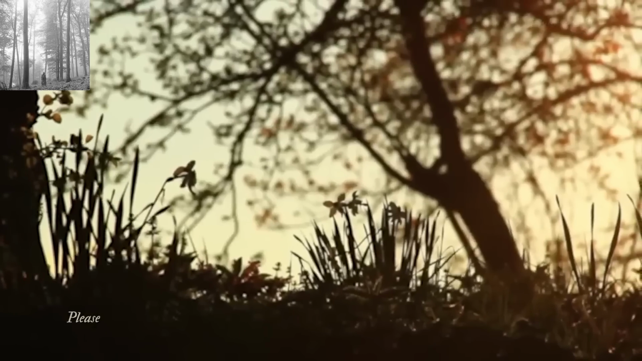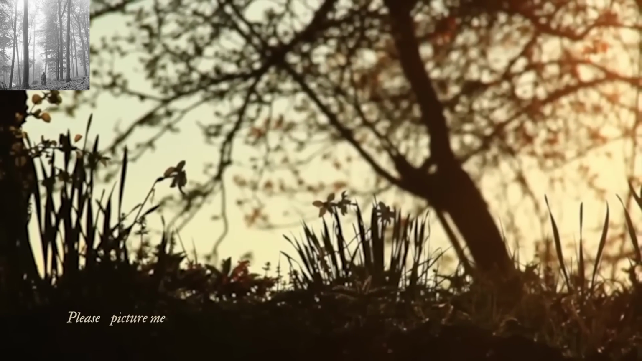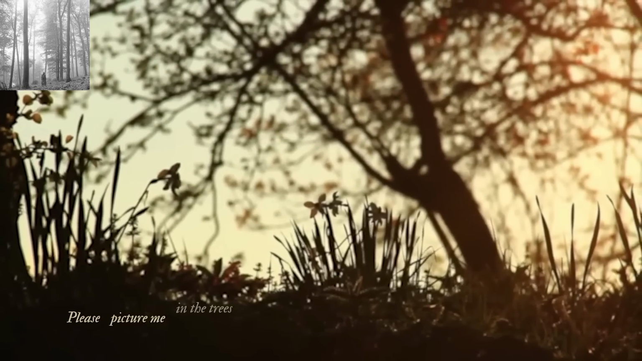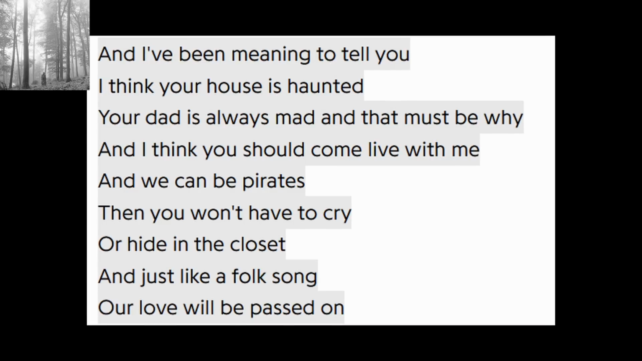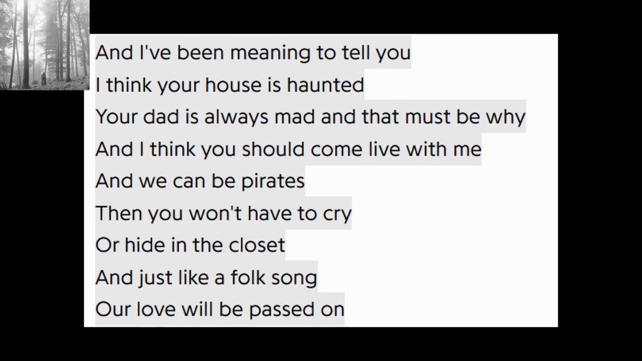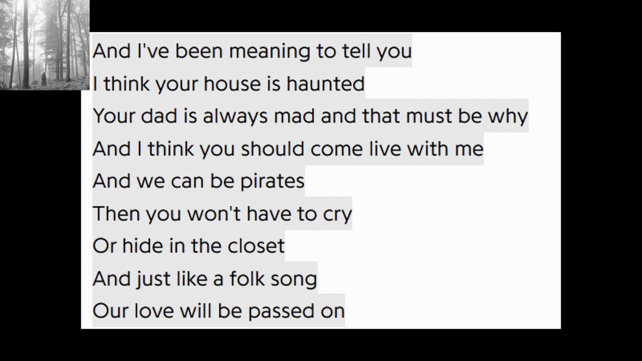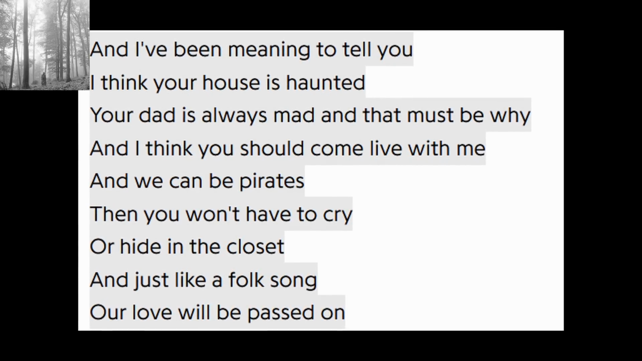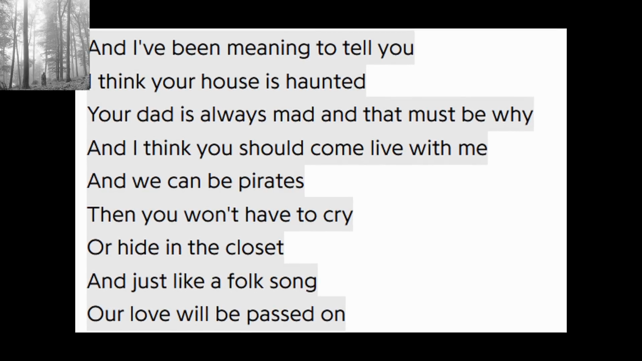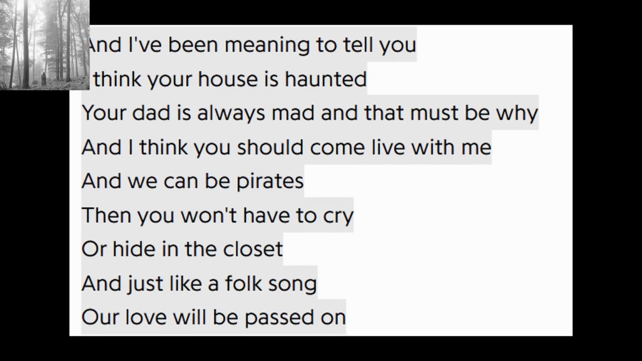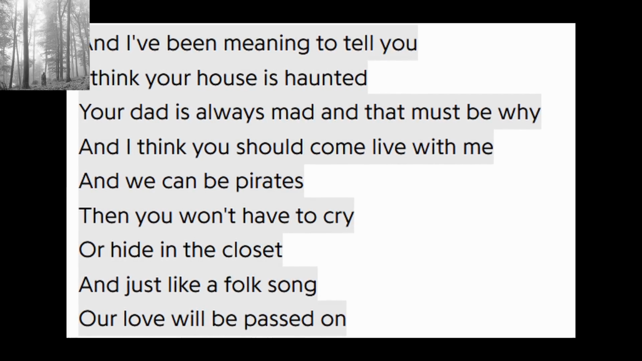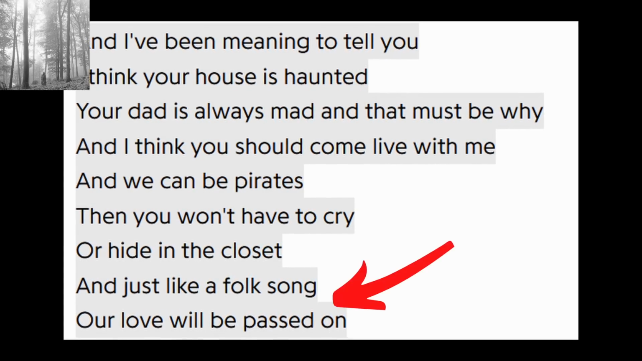Then we have 7, which is, I think, the most escapist track on this album, considering it literally is an escape to childhood, a time of innocence. One of my favorite lyrics in this song is, "I think your house is haunted, your dad is always mad, and that must be why." A truly tragic situation, but because this is told from the perspective of the child, the abuse of the father is covered up in this innocent childlike light. And I think that's a brilliant demonstration of escapism through the art of storytelling.